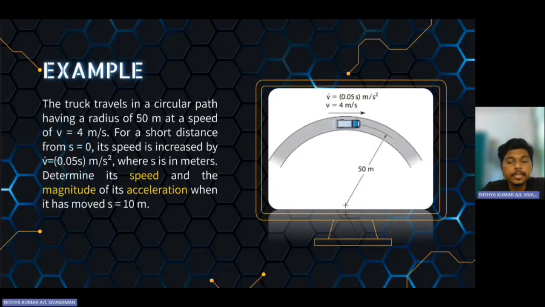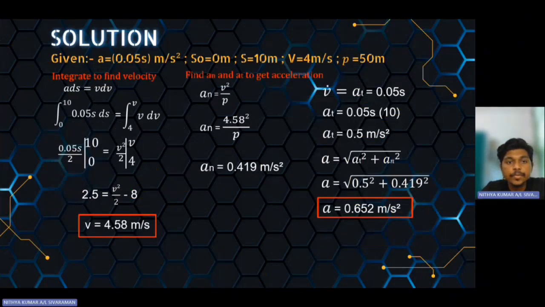Let's see an example. In this question, they ask to determine the speed and the magnitude of the acceleration when it has moved 10 meters. From the question, they have already given a equals 0.05, as the starting point is 0 meters and it travels 10 meters. The velocity is 4 and the radius is 50 meters. First, we have to find the velocity, then get the acceleration.